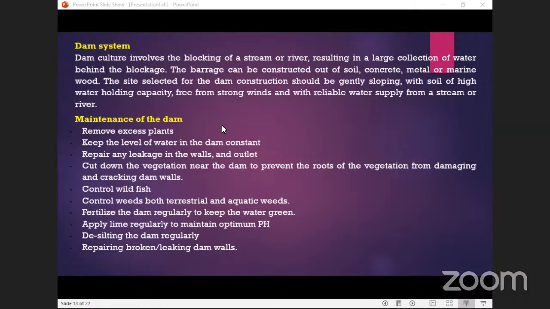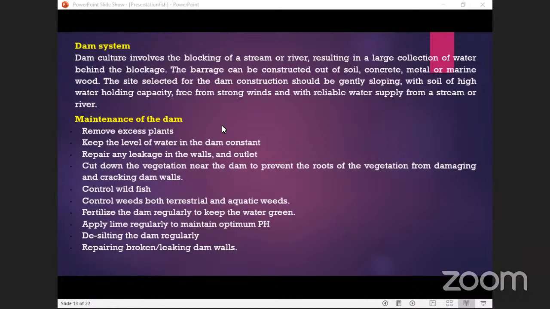All right, thank you. So in this method of fish culturing, if you don't want to use a pond and you don't want to use the raceway, you can use this method of dam. This involves blocking of the stream or river, resulting into a large collection of water behind the blockage. When you block the water which moves, you limit its movement, and the water just collects. When that water collects, you use that very water to rear fish.